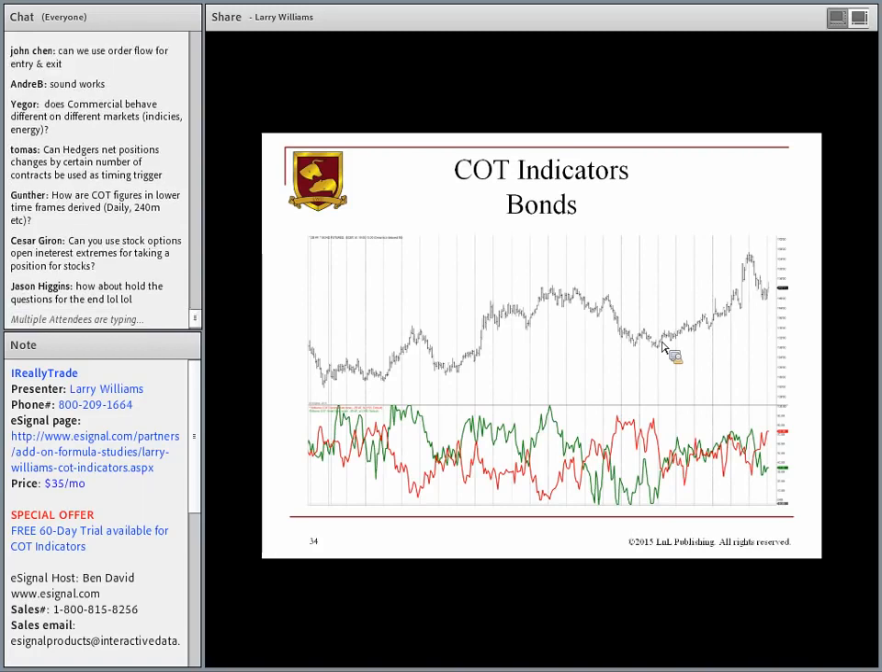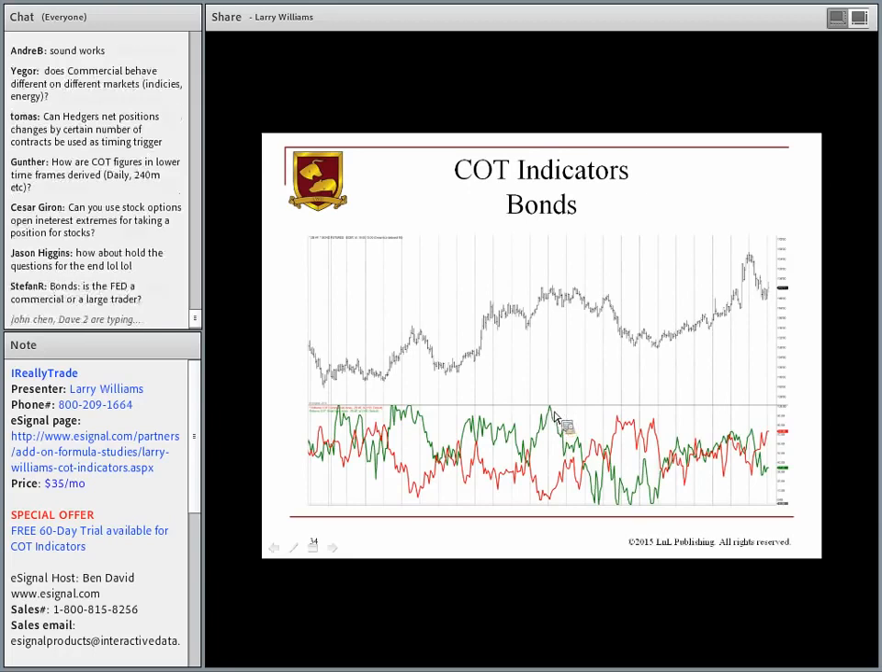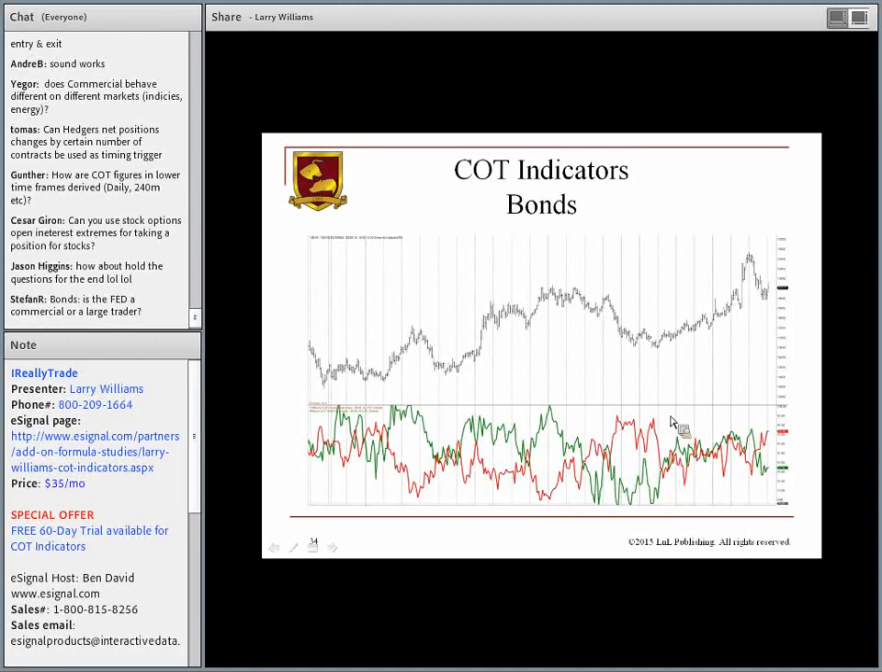Okay, so here we go. The green line is a percent R, and you probably all know percent R, I'll go over it in a moment, of the small speculators' net position. And this will oscillate from 0 up to 100. And the red line that you see is the commercial position percent R.